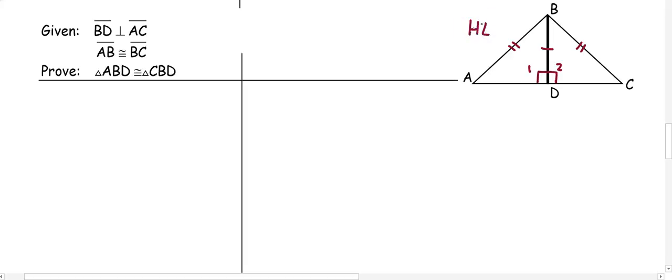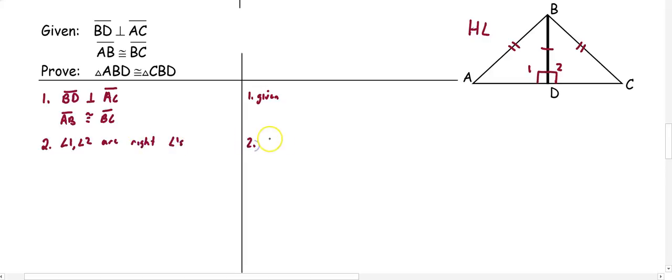So now we're going to start writing out our proof. So remember, the first step is our given. So BD is perpendicular to AC, and AB is congruent to BC, given. So step 2 now, we need to use that perpendicular thing, and we need to show we have right angles and that they're congruent. So first we're going to say that angle 1 and angle 2 are right angles. And our reason is that perpendicular lines form right angles.